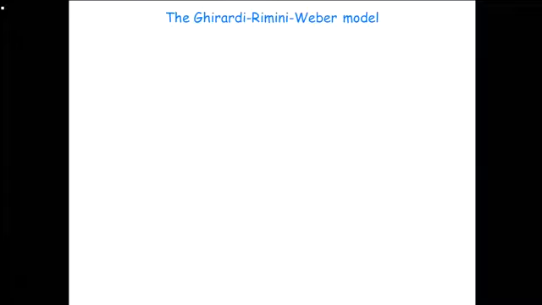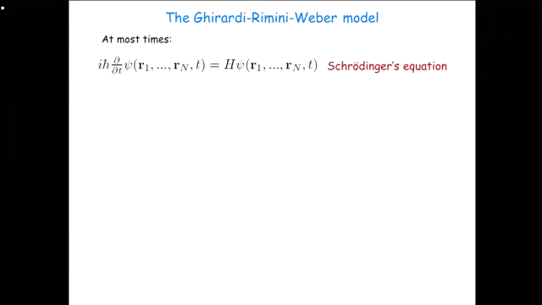So there's various proposals of this sort, and I'm going to tell you about the Ghirardi-Rimini-Weber proposal, which is the first collapse theory that had any real success. It's also the simplest and the easiest for me to explain. This is a linear indeterministic model, yeah. And it's basically a proposal for non-relativistic quantum mechanics.